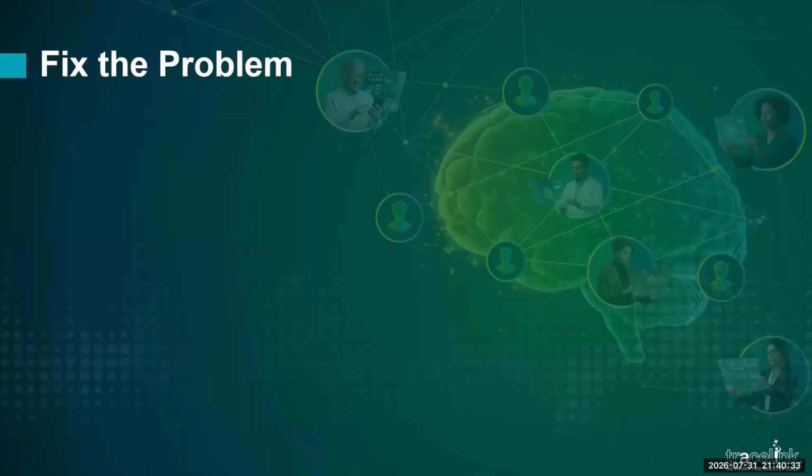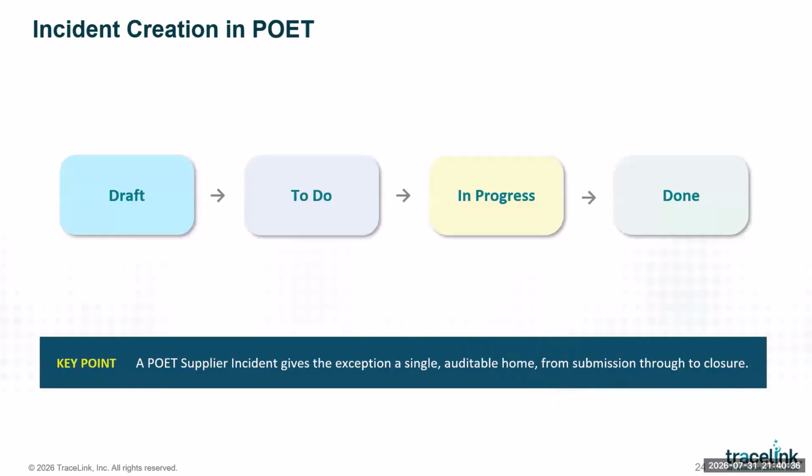Now on to fixing the problem. This is where we create, work, and resolve the supplier incident in POET. Once we've identified the discrepancy, we create a supplier incident in POET. POET gives us a structured way to do 4 things: notify the supplier, capture their acknowledgement, track the corrective action, and maintain an audit trail the whole time. The incident moves through a set of workflow states. POET provides these base workflow states out of the box, and solution designers can extend them, adding substates, for example, review, approve, etc., to match how your organization works.